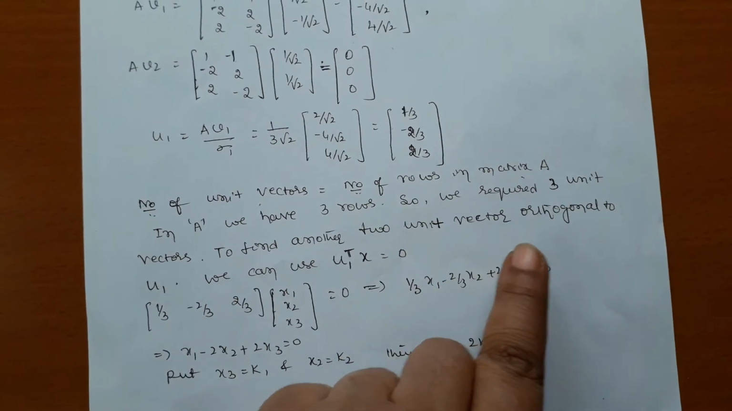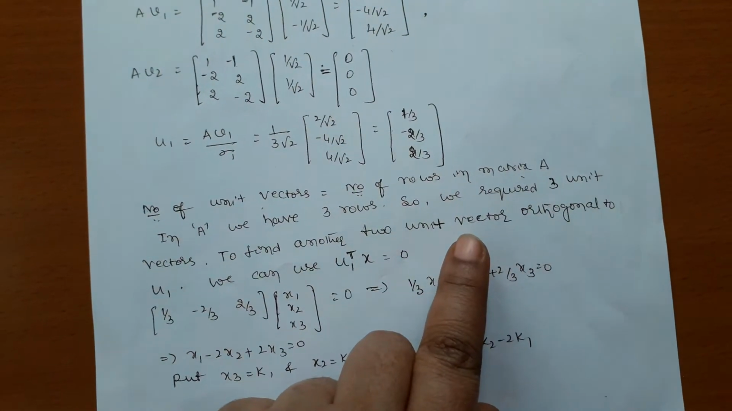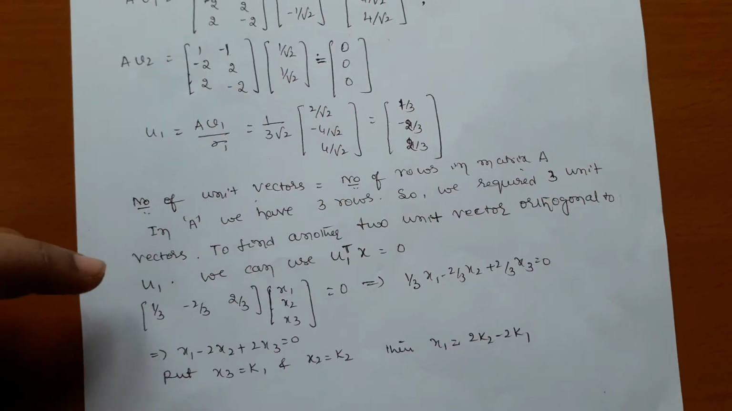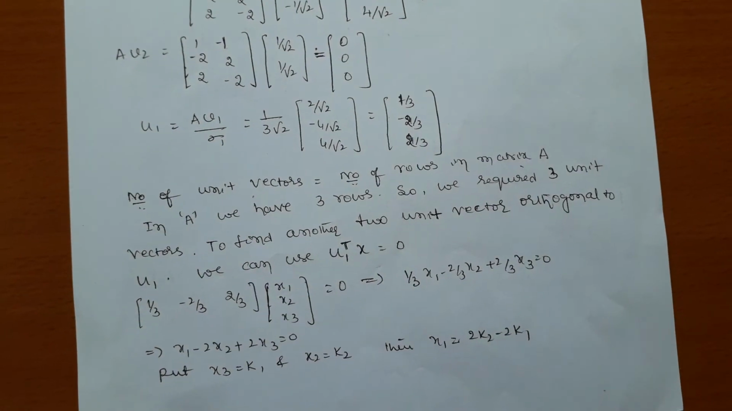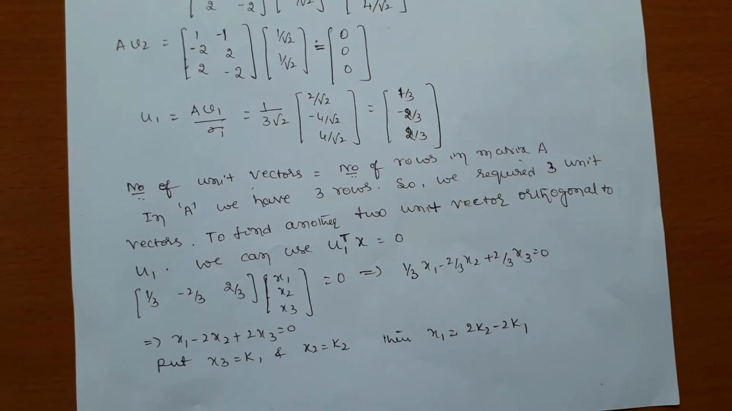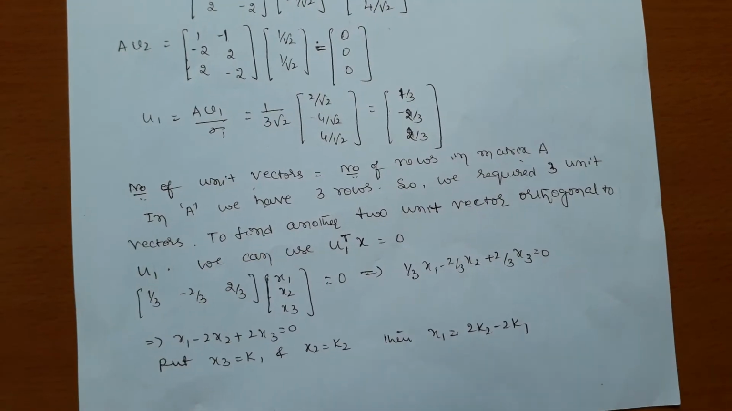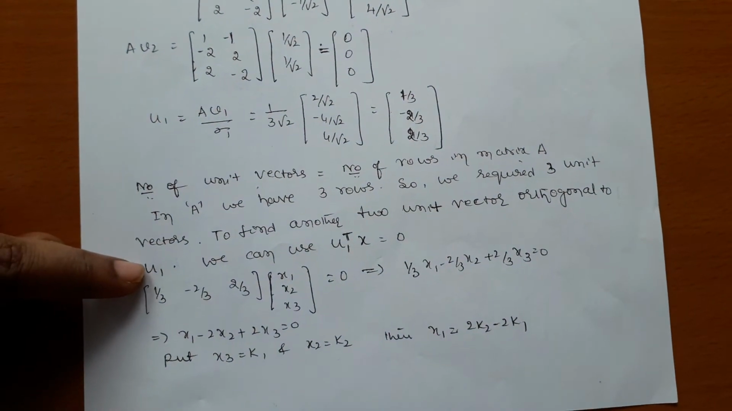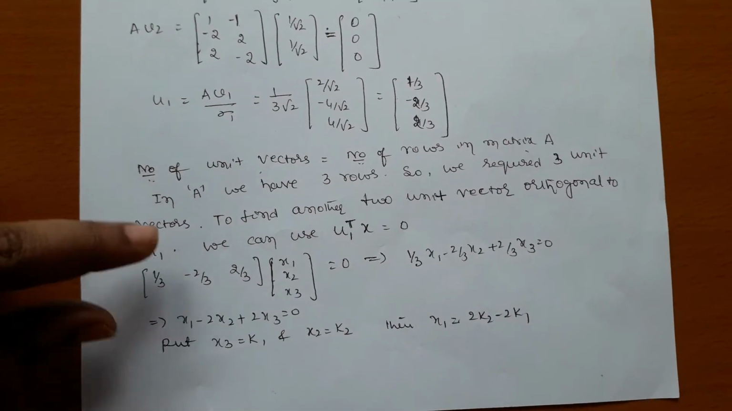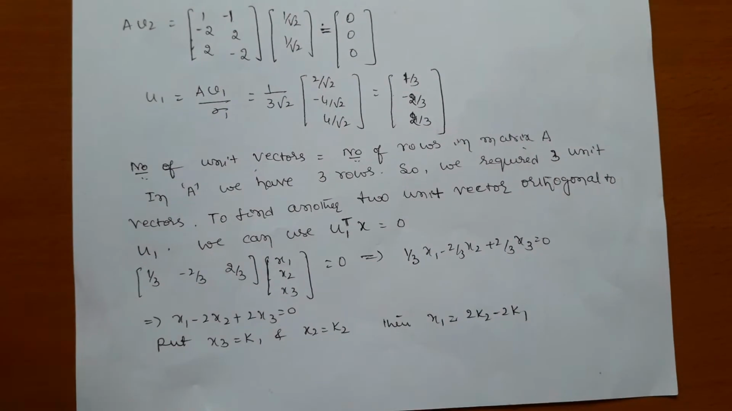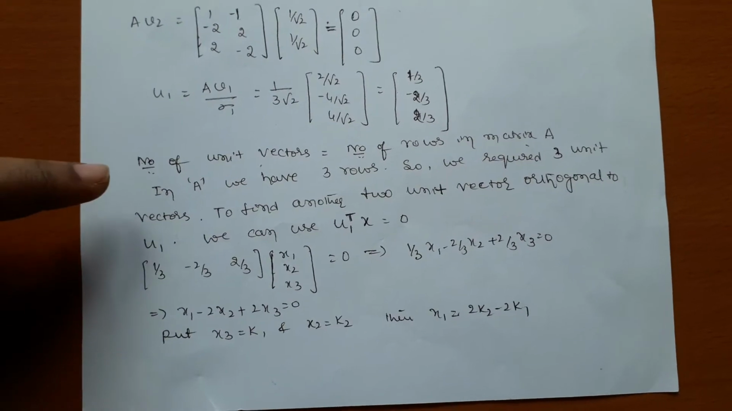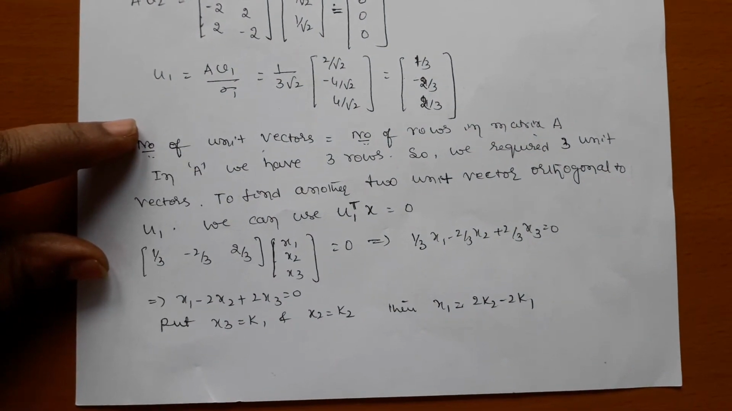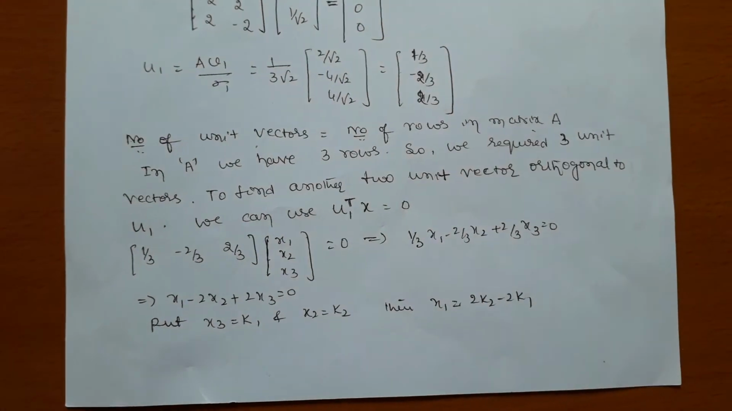To find the other 2 unit vectors, orthogonal. What are the 2 unit vectors I want to find? u2 and u3. How to find them? To find another 2 unit vectors orthogonal to u1, use this concept. This concept was already explained in constraint optimization: x transpose, and also they gave u transpose x equal to 0. Here anyway you already know u1.